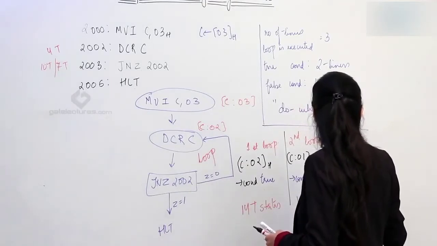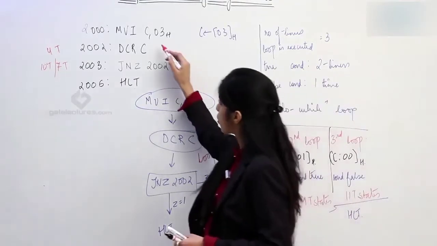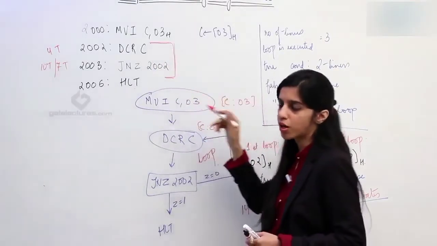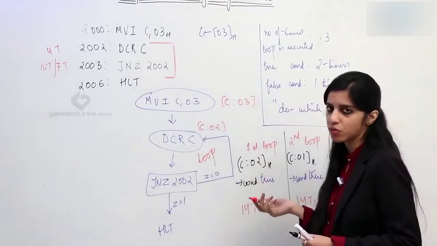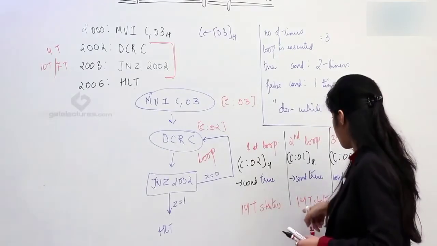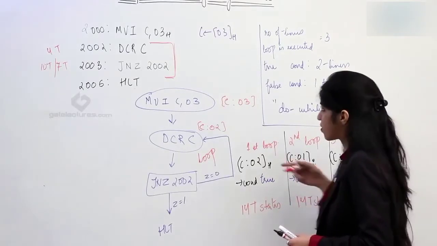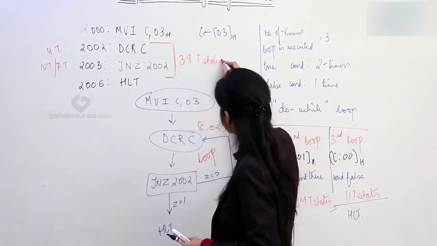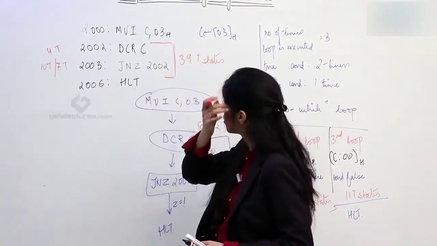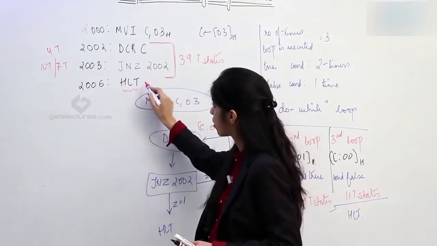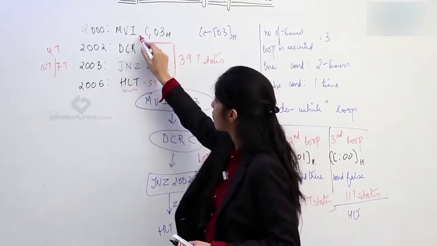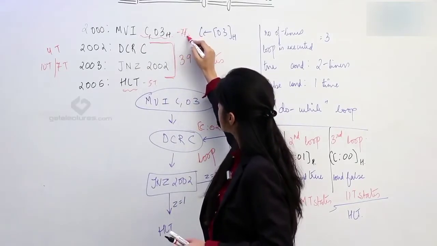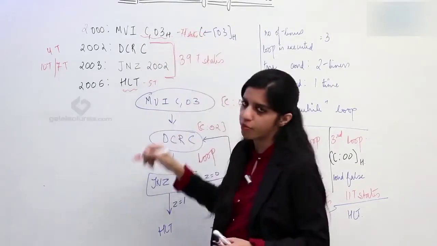So this looping module is going to give you a total delay of 14 plus 14 plus 11, which is 39 T states. If you also include the time of the instruction HLT, which takes 5 T states, and MVI C, 03H, which takes 7 T states, we can find the total time of the program.